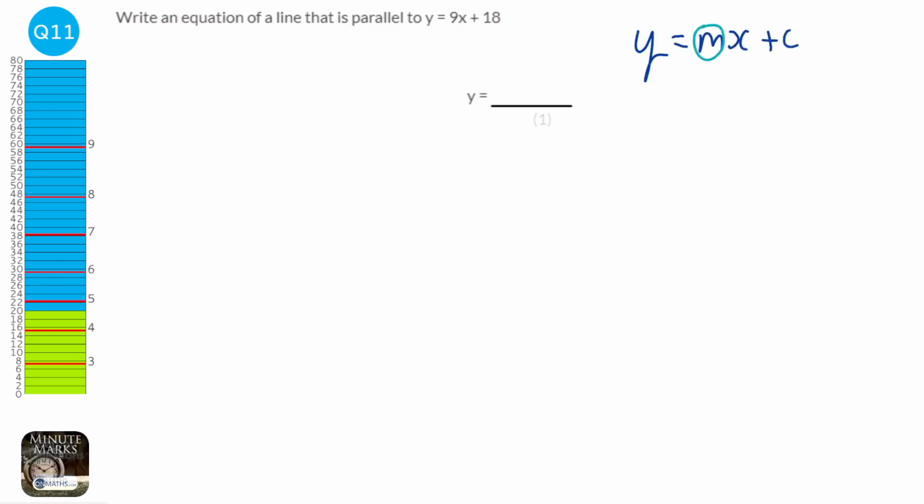includes this m, and the m means the gradient. So if we're looking for something that is parallel to y equals 9x plus 18, we're looking at this number here. And for it to be parallel, it needs to have the same gradient. So we could just write y equals 9x plus or subtract anything. Or we could just write y equals 9x. I'm going to say plus 5.